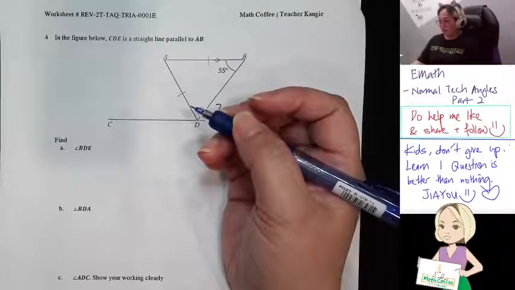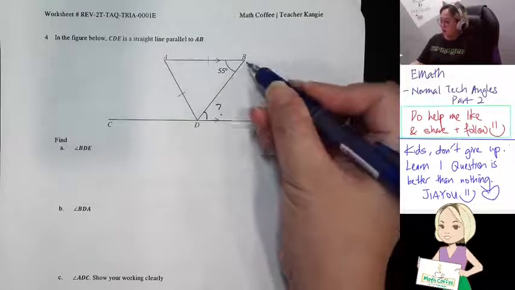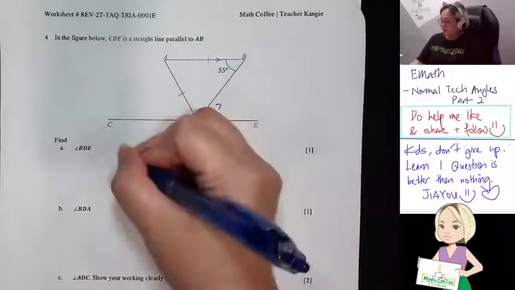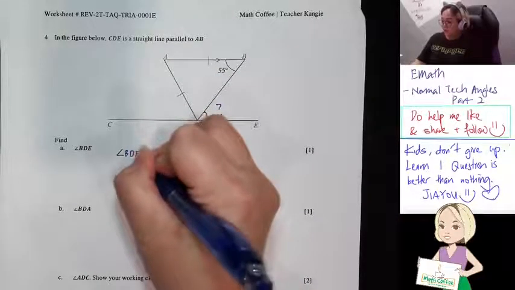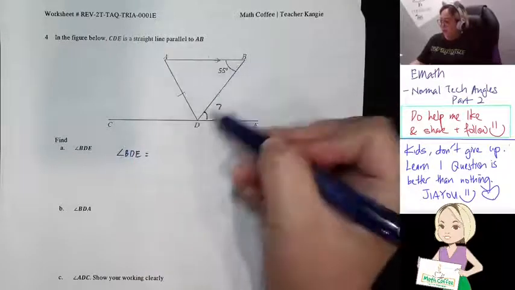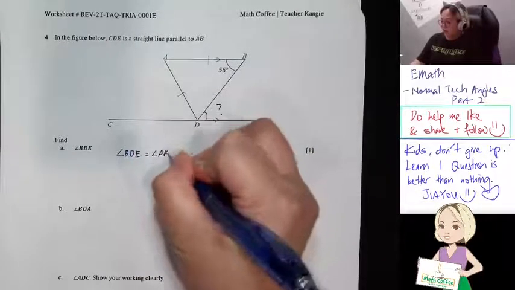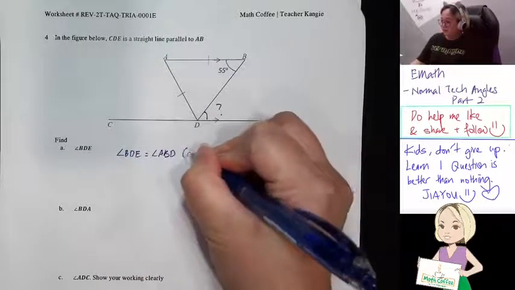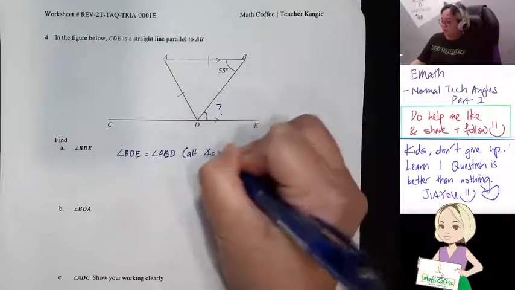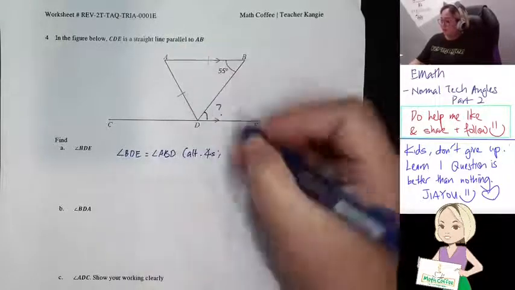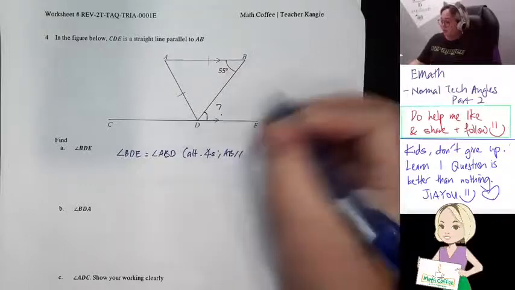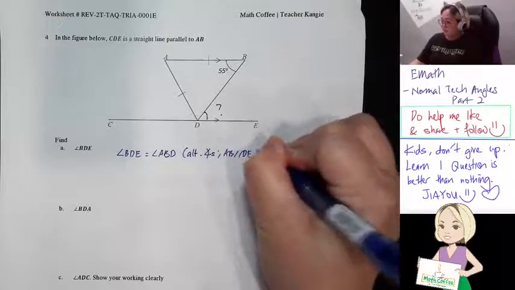Yeah, I saw her. Okay, so you will have to say this, angle BDE is equal to angle ABD. Why is that? This equal is because of alternate angle. And you got to state the parallel line. In this case AB is parallel with DE.